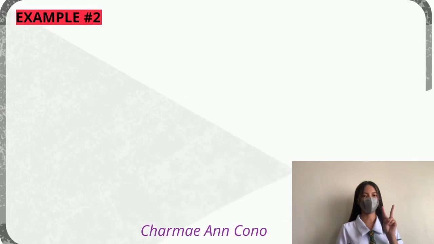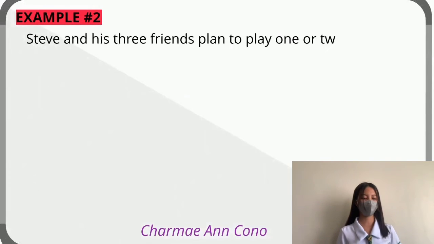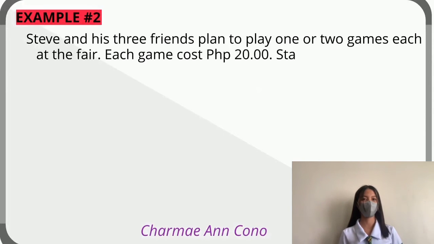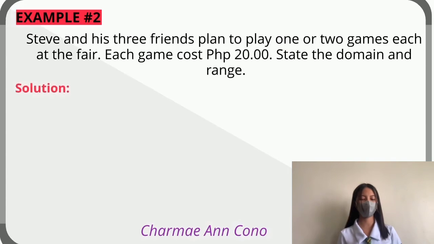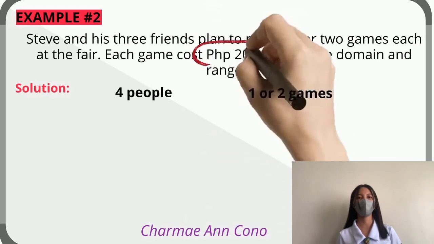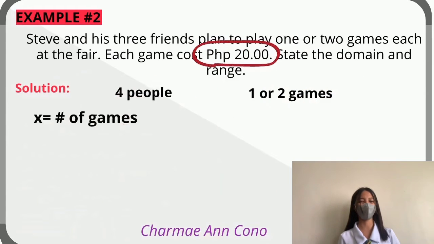Example number 2. Steve and his 3 friends plan to play 1 or 2 games each at the fair. Each game costs 20 pesos. State the domain and range. So keep in mind that there are 4 people and they each plan to go either 1 or 2 games each. Each game costs 20 pesos. So when we talk about domain, we will be talking about the number of games. And when we talk about range, we will be talking about the cost.